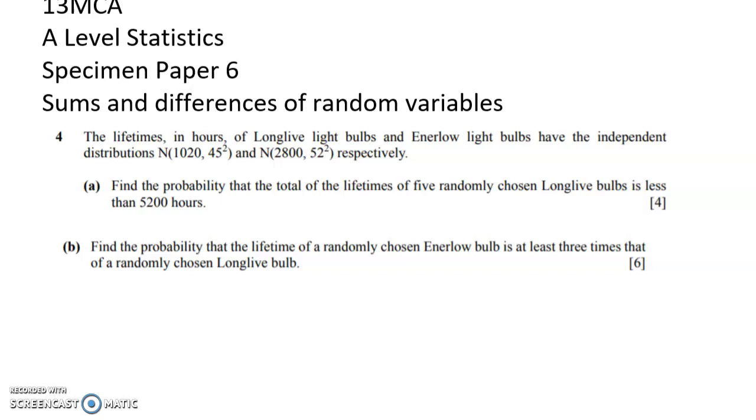The whole question is about these two kinds of light bulbs. So we've got long live light bulbs and inner low light bulbs, and we're given their normal distributions, and we're told that they're independent. And that's important for being able to use our results.